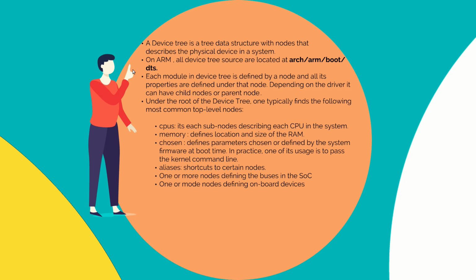With that, one parent node will be there and there will be multiple child nodes. So you will have different hardwares with different addresses and different interrupts. If you want to use DMA also, whatever properties you are using, you have different child nodes for that, depending on the driver also. Okay, so under the root of the device tree, one typically finds the following most common top levels: the CPUs, memory, chosen, aliases and all.